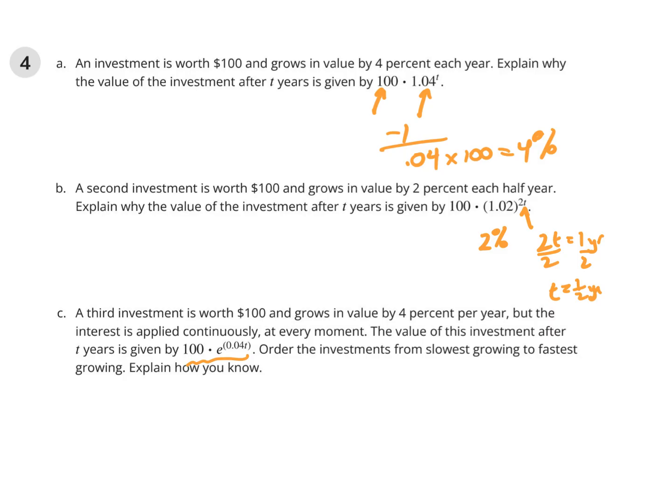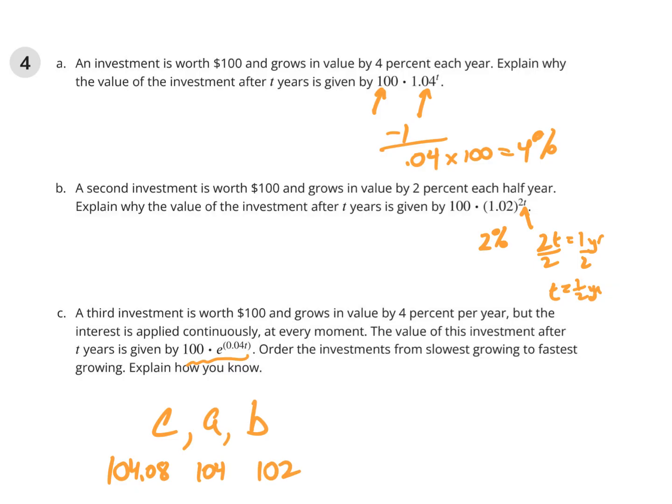And I already know that the C is going to be the fastest. It's going to be C, then A, then B, but we're going to put them all in the calculator and check. Okay, when I check, at the end of 1 year, the value for C is 104.08. For A is 104, and for B is 102.